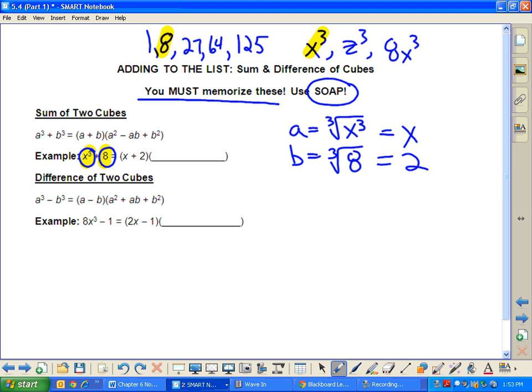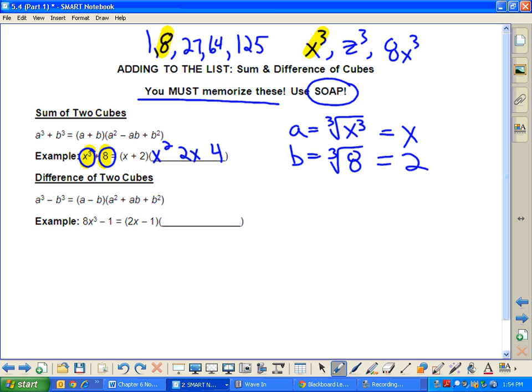The first set of parentheses is always, for this formula, A plus B. So do you see how I have A plus B in my parentheses because A was x, B was 2? So this is x plus 2. To get the trinomial, in the back part of the formula, you square the first part, A. So A squared would be x squared. You square your value of B, which is 4. And then you multiply the two things together. That's 2x.